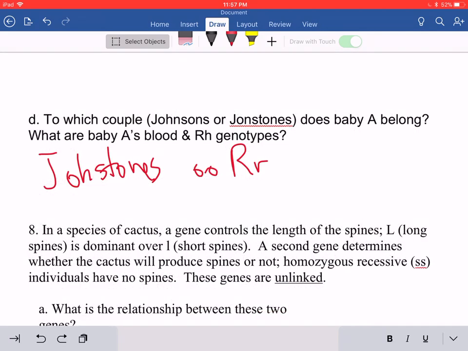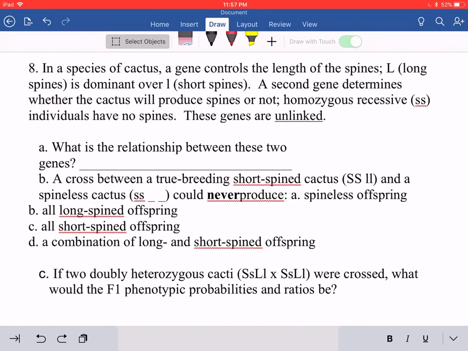Okay, so let's scroll down. In a species of cactus, a gene controls the length of spines. So big L is going to be long spines, and that's going to be dominant over little l, which is short spines. A second gene determines whether the cactus will produce spines or not. Homozygous recessive little s individuals have no spines. These genes are unlinked. So what is the relationship between these two genes? All right, we've just talked about this. We know that this is epistasis.